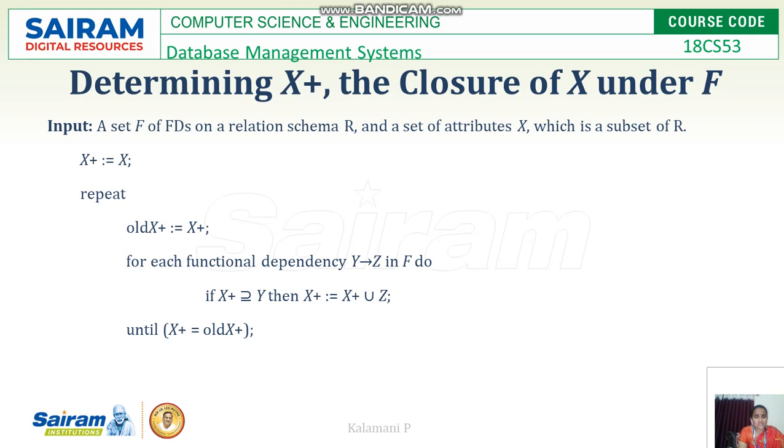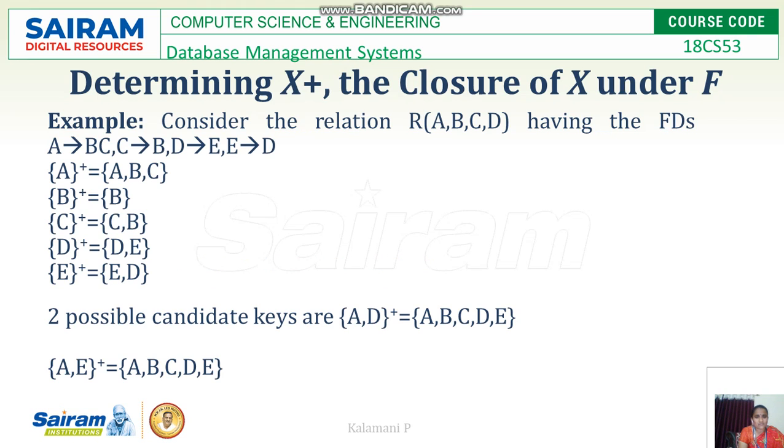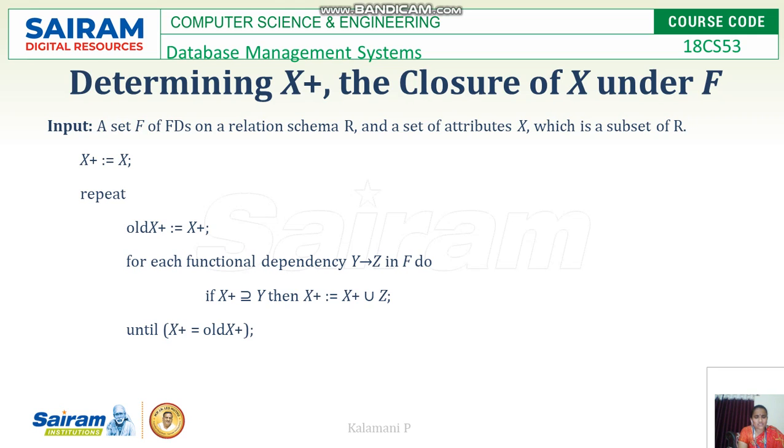So, what is the input? A set F of functional dependencies on the relation schema R is given as an input along with the set of attributes X, where X is a subset of R. This will be the input to this algorithm. Then X plus is equal to X. Initially, the given attribute set X is assigned to X plus. Then repeat: old X plus is assigned X plus. Then for each functional dependency Y defines Z in F, do: if Y is a subset of X plus, then X plus is equal to X plus union Z. Until X plus equals old X plus, that is, until we are no longer adding any attributes. So, we have to apply these steps repeatedly, and we have to find out the closure of X under F. Okay.